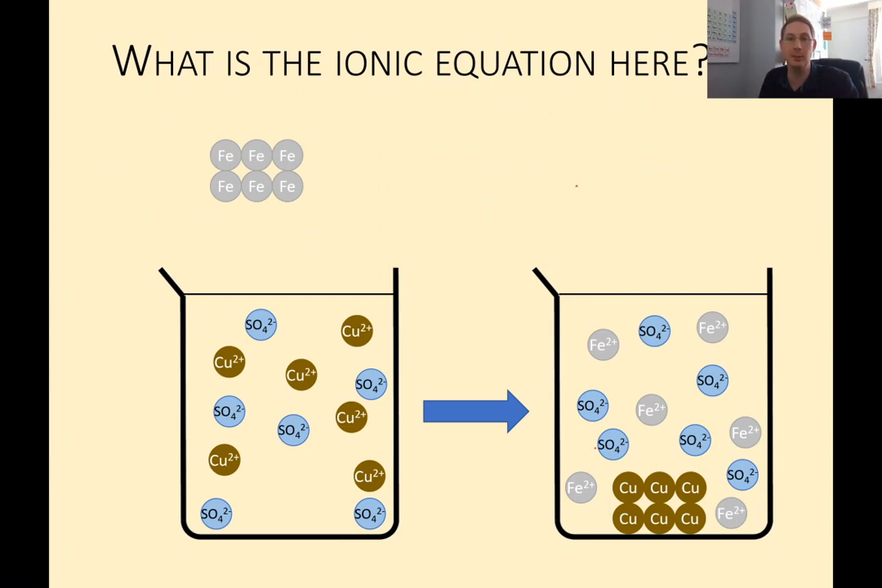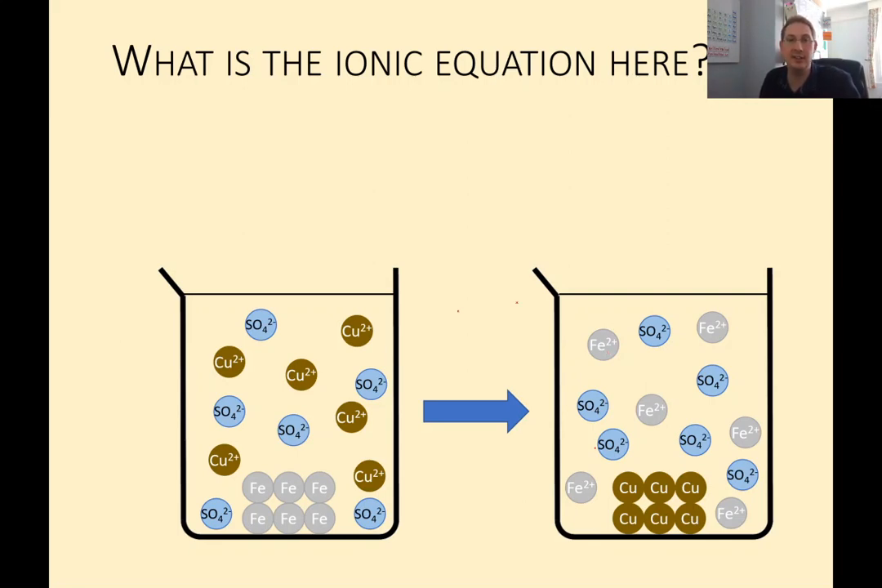Here's another example. So putting iron into copper sulfate solution. You did this practical when you were trying to work out the formula of the iron sulfate that was produced, I think, and you end up with a different set of products. You end up with that brown copper colour being formed as copper is displaced by the iron. You end up with iron sulfate in solution.